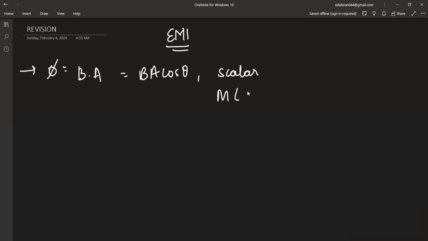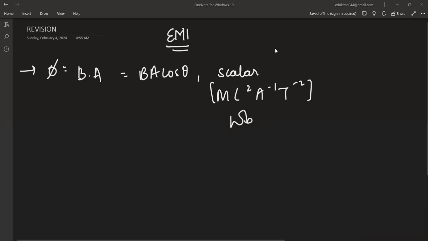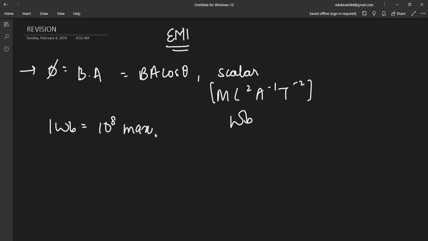Also, the dimensions are M L squared A to the power minus 1 T to the power minus 2. But this is not very important to remember in class 12th. Then the SI unit is Weber. Weber is the SI unit, you should be remembering it. And one more important thing, that 1 Weber is equal to 10 to the power 8 Maxwell. So the SI unit is Weber, and this is the CGS unit.